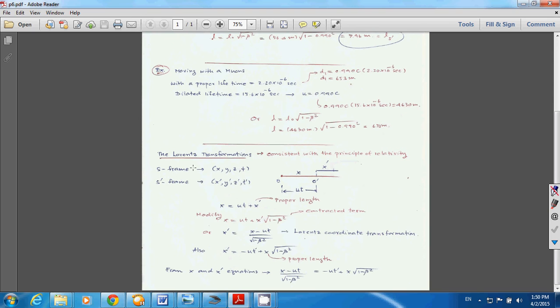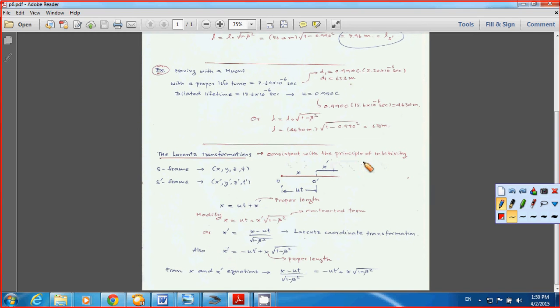Okay, let's move to Lorentz transformations, which is consistent with the principle of relativity. You're probably wondering, earlier I've talked about S frame and S prime frame, with coordinates on the S frame to be x, y, z, and also t, and S prime frame with the coordinates x prime, y prime, z prime, and t prime. So how are they related to each other? This is what we're going to do, and that's what we call Lorentz transformations. And it's very useful when you want to analyze problems related to relativity.